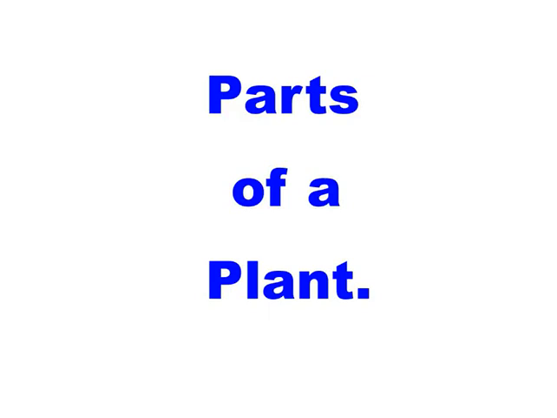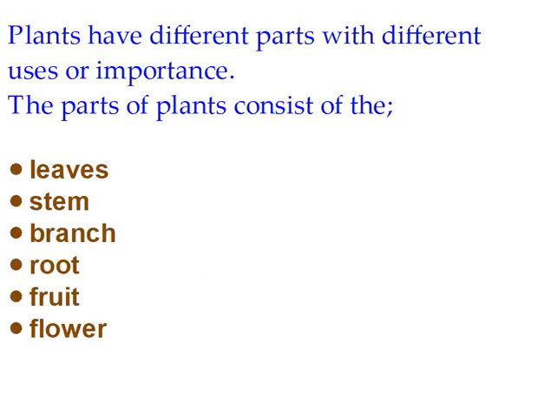Now let's move on to know the parts of a plant. As we identify plants, plants have many different parts. We have the leaves, the stem, the branch, the root, fruit, and flowers. Plants have different parts with different uses and importance. The parts of plants consist of the leaf, the stem, branch, root, flower, and fruit.